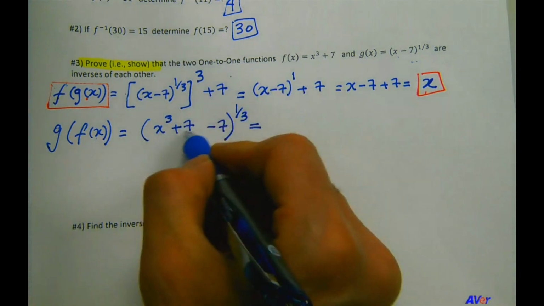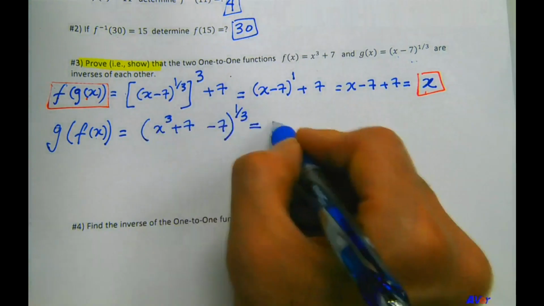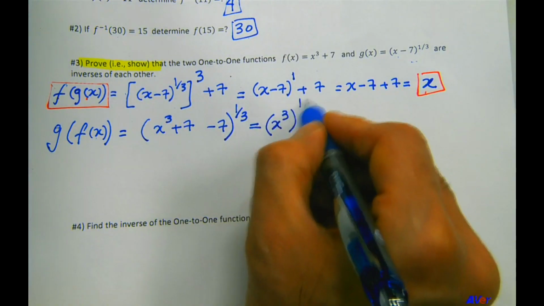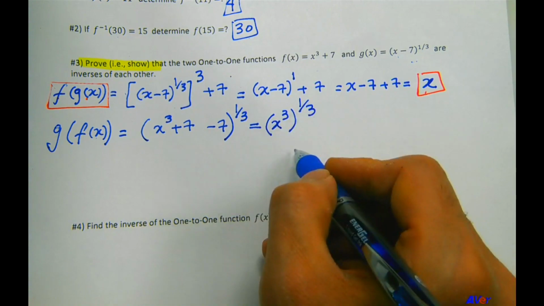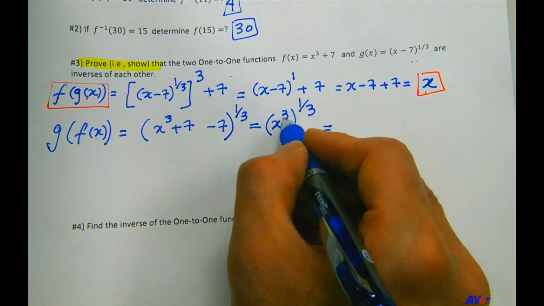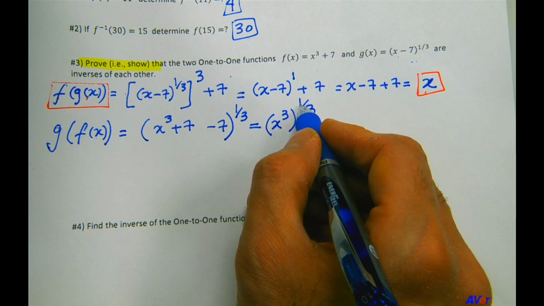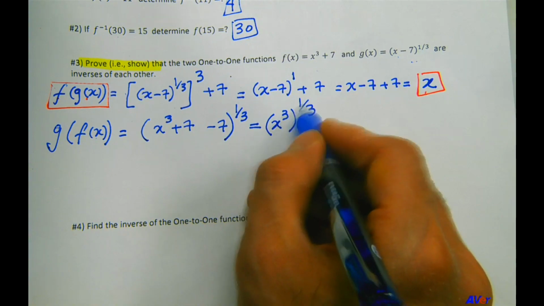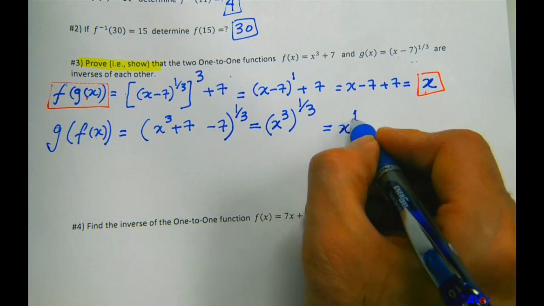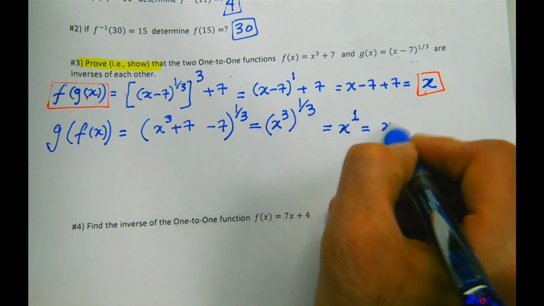Then, on the inside of the parentheses, 7 and negative 7 add up to 0. What do we end up with? We end up with x cubed on the outside, to the 1/3 power. Can we do something here? Yes. We have an outside power and an inside power. The properties of exponents indicate that we can multiply them. So when you do that, you end up with x to the 1 power, since 3 times 1/3 is 1, which is x again.